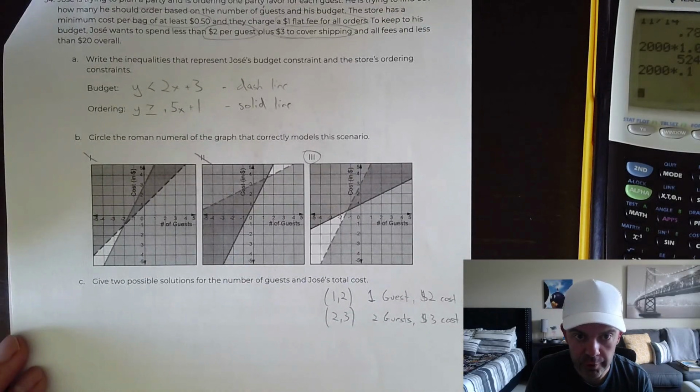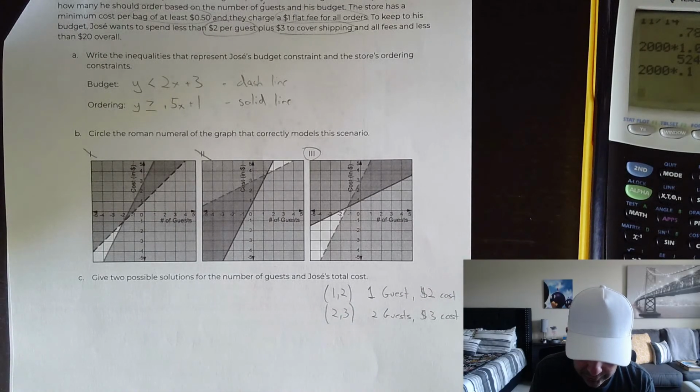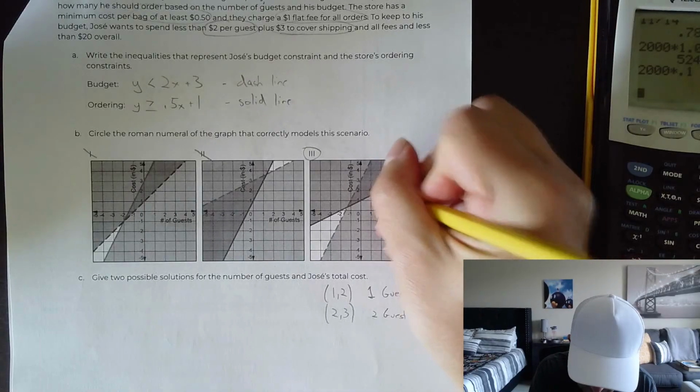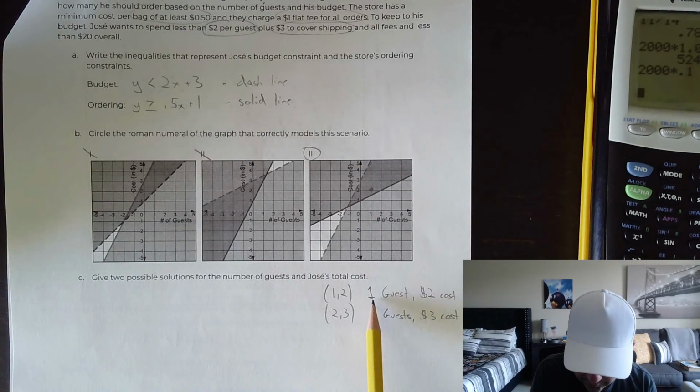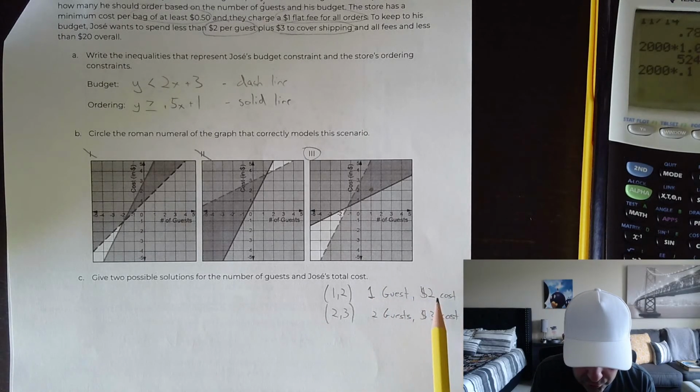Not going to get too much into this today, but it says, what are 2 possible solutions? So these are just 2 solutions that I picked out of the graph that we have. So one potential solution is 1 and 2. That means if he has one guest, it would cost $2 total.